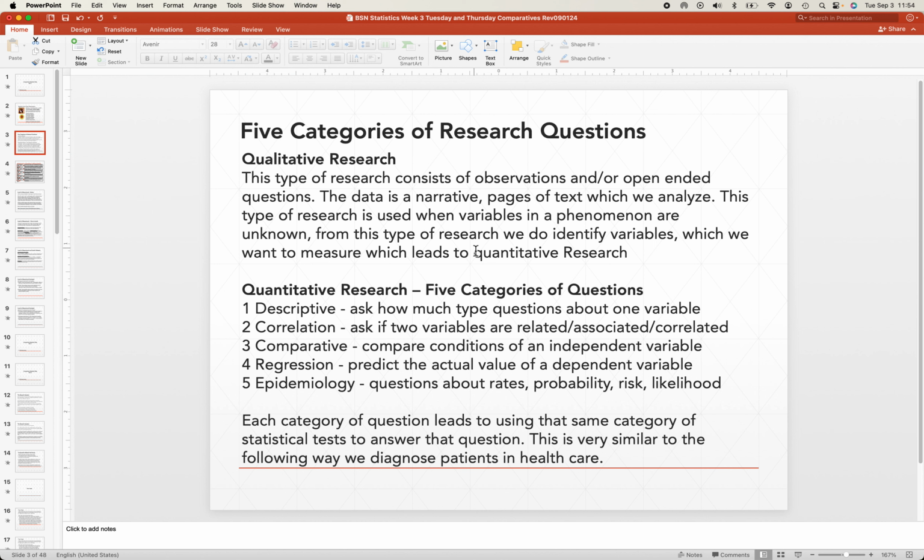So this is another way of looking at this. Qualitative research: we start off with observations, open-ended questions. From this, we try to glean variables. Then I have my 5 categories of questions and research studies. In descriptives, we ask how-much type questions about one variable. In correlations, we ask if 2 variables are related, associated, or correlated.